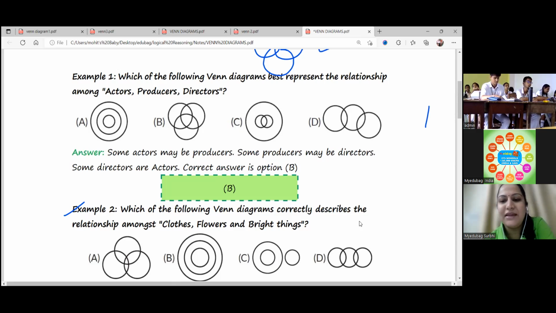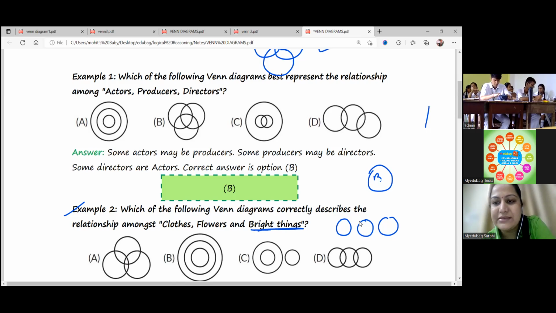See, first I'll make three circles. Venn diagrams are always represented by three circles. Clear? So first I'll take whichever is common. I think bright things are common, so I'll take one as bright things. Now bright things can be flowers also, right? Flowers can be bright also. So I'll overlap it and I'll say flowers. These are the flowers which are bright in color, and these are the flowers which are not bright in color. There are two possibilities.